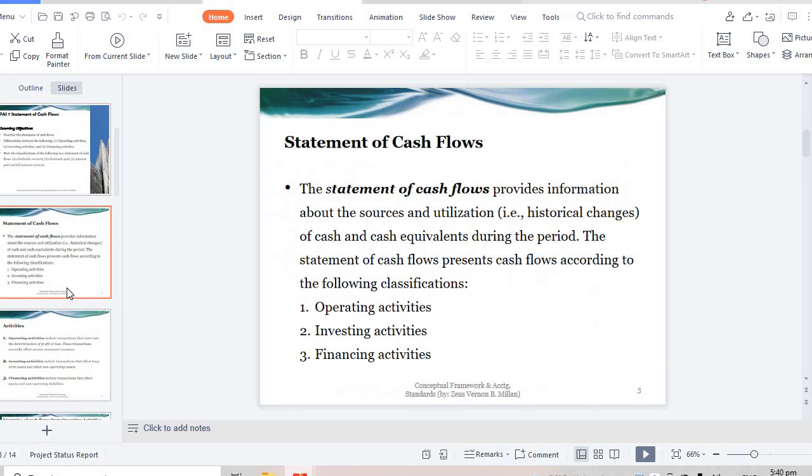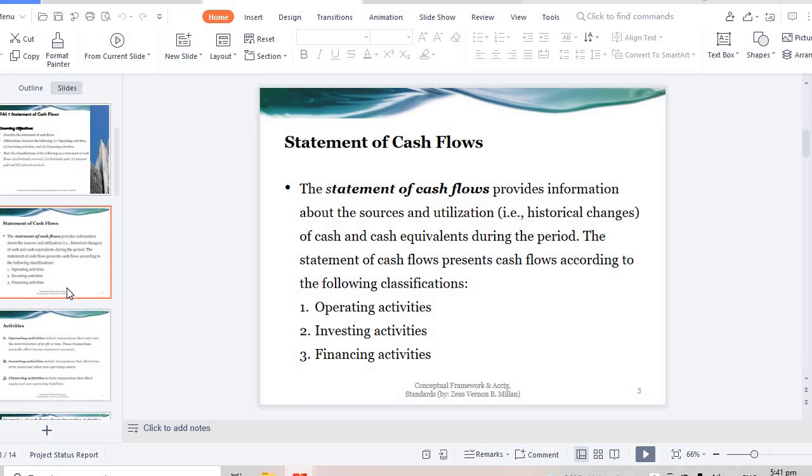Okay. So what is a statement of cash flows? It provides information about the sources and utilization of cash and cash equivalents during the period. The classifications are according to operating activities, investing activities, and financing activities. Please be careful with the word "provides": it provides information about the sources and utilization. So this is the in or out of cash, literally.